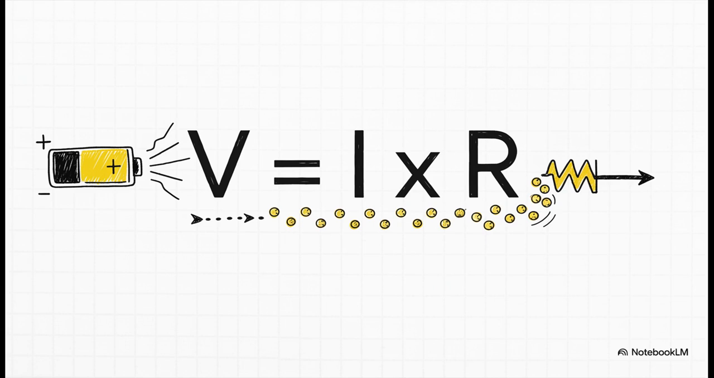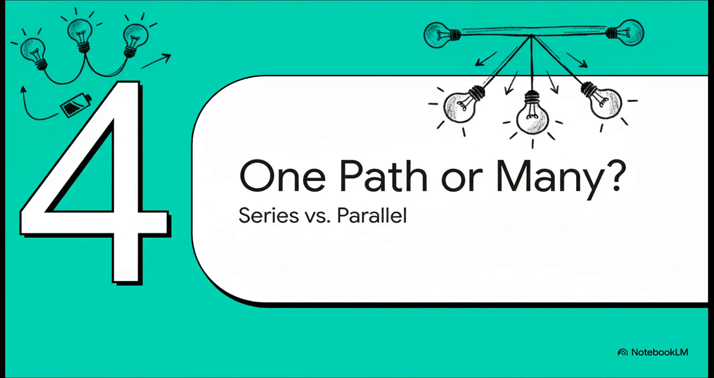V equals I times R. It's so elegant, so simple. And this little formula? It is the mathematical backbone of pretty much every electronic circuit ever designed. All right, so we've met our 3 main characters, voltage, current, and resistance. But now we need to talk about the stage they're on.